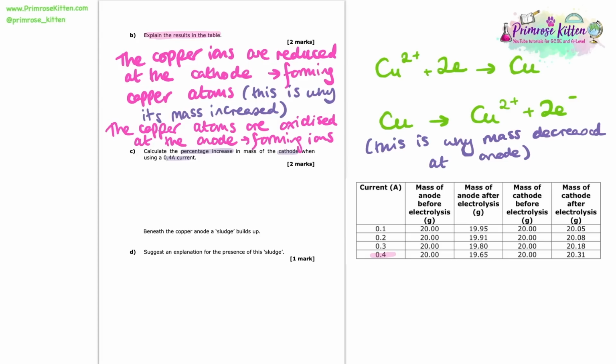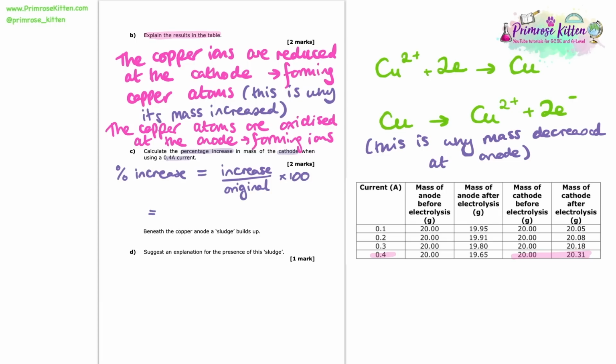We're just looking here at the 0.4 amp current and the cathode's increase in mass. So let's remind ourselves now of that equation for percentage increase, because of course we need that, don't we? Percentage increase is going to be equal to the increase, or the difference between the values, divided by the original value where we started from, and then we times it by 100 to make that percentage.